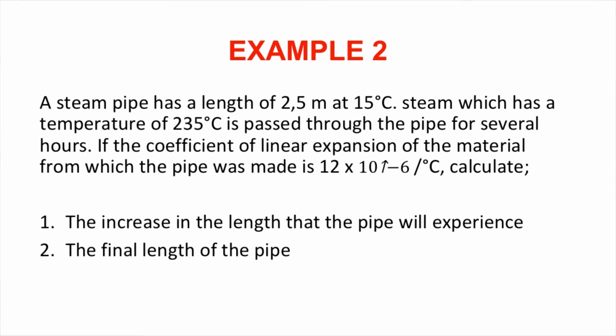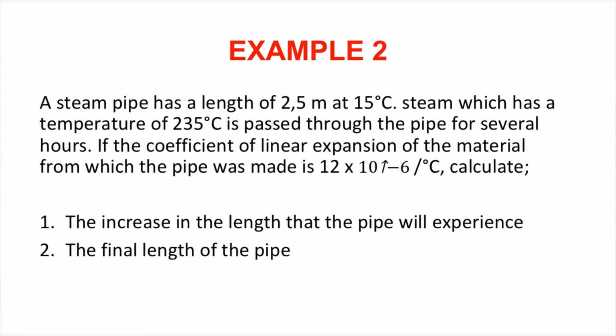We have another example here. They say a steam pipe has a length of 2.5 meters at 15 degrees Celsius. What does this mean? We have a steam pipe that has a length of 2.5 meters at a temperature of 15 degrees Celsius. Now, steam, which has a temperature of 235 degrees Celsius, is passed through the steam pipe for several hours. If the coefficient of linear expansion of the material from which the pipe was made is 12 exponent negative 6 per degree Celsius, calculate the increase in length that the pipe will experience.